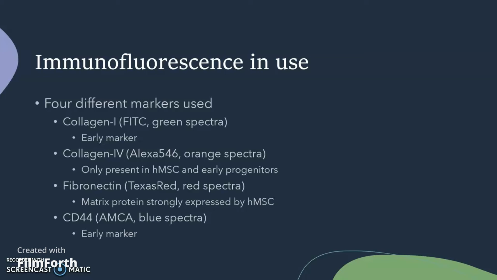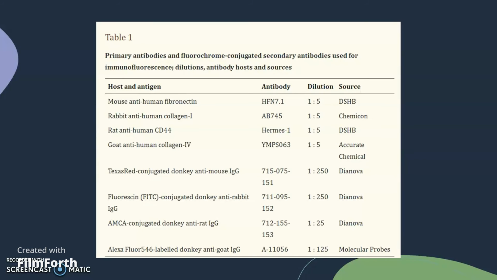And so here you can see on the right of each of the proteins, there is a different fluorescence that is used. Collagen 1 uses FITC, which shows green. Collagen 4 uses Alexa 546, which shows orangish or yellow. Fibronectin is Texas red, which shows a red color, and CD44 shows AMCA, which is a blue color.